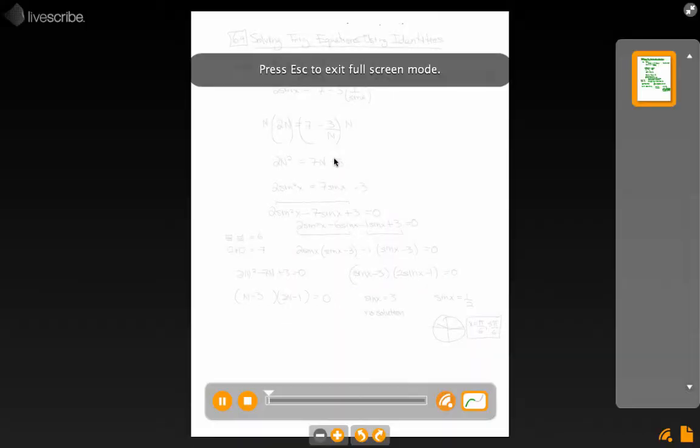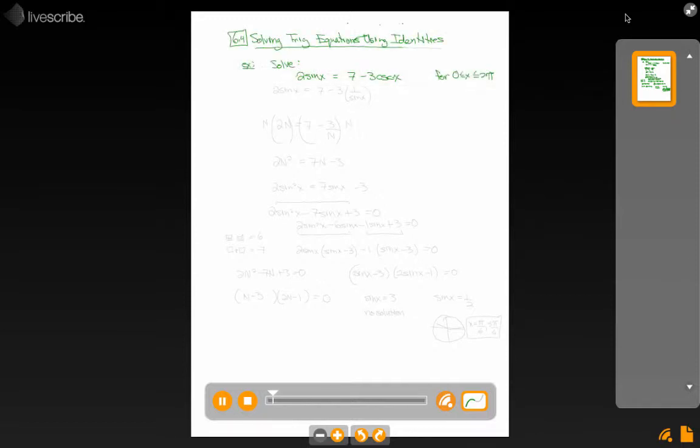This next example comes out of section 6.4, solving trig equations using identities. We're asked to solve this equation, 2 sine x equals 7 minus 3 cosecant x. The first thing you might do in this instance is change the cosecant to 1 over sine.